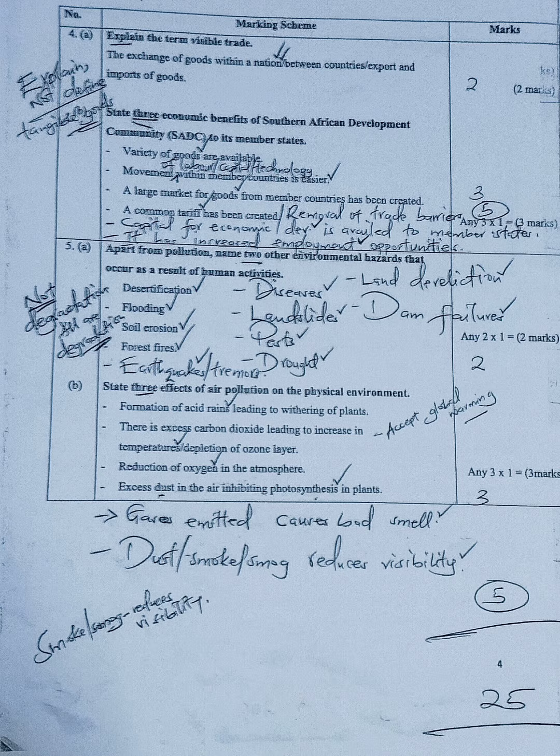It causes reduction of oxygen in the atmosphere. Then you can say the excess dust in the air inhibits photosynthesis in plants. Another point is gases emitted due to air pollution causes bad smell. The dust, smoke, or smog reduces visibility.